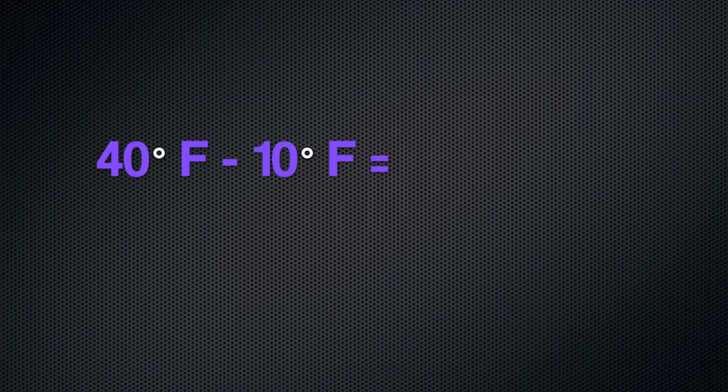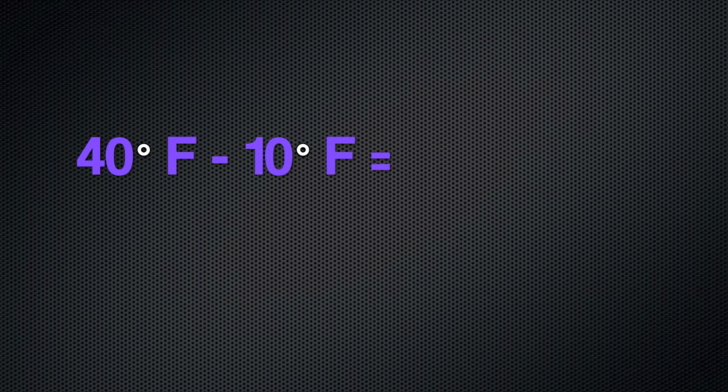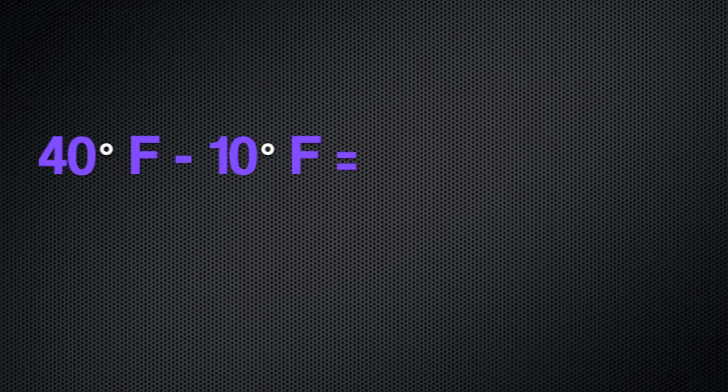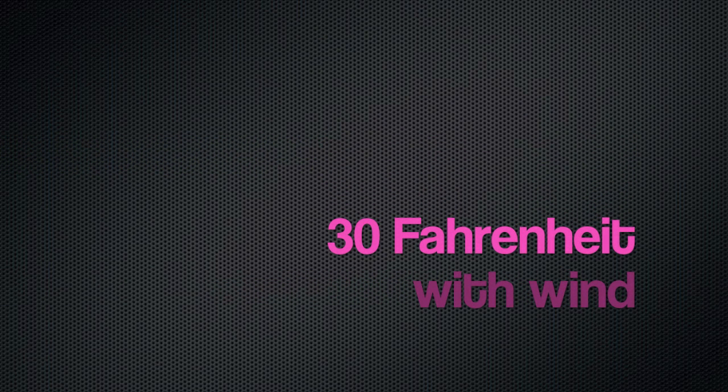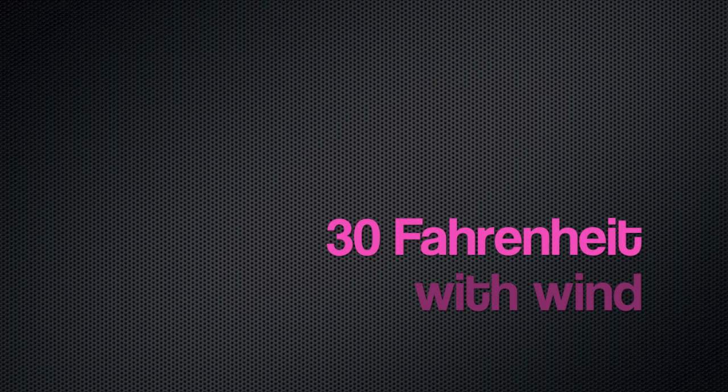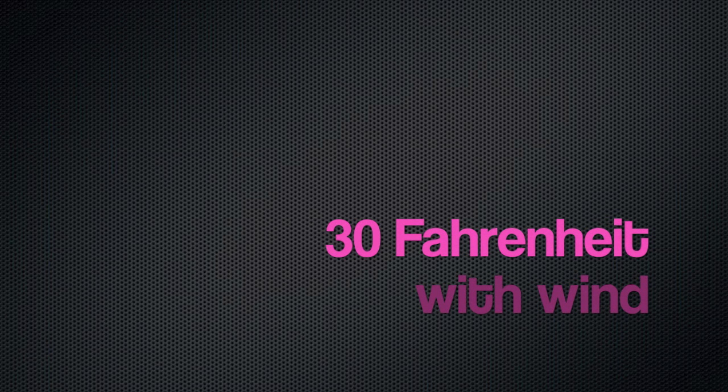The current air temperature in North Dakota is 40 degrees Fahrenheit. The wind makes this temperature 10 degrees cooler. Subtract 10 degrees from 40 degrees to find the difference. This difference will give you the air temperature with wind. When you subtract 10 from 40, you get a difference of 30, which means the wind temperature is 30 degrees Fahrenheit.